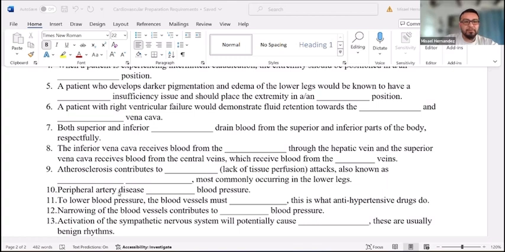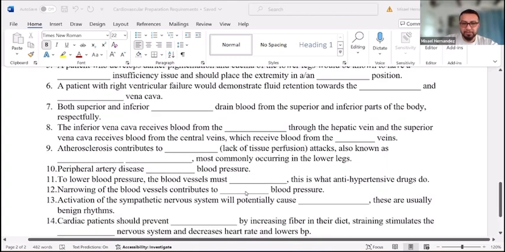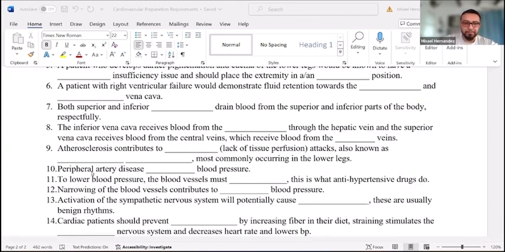Number 10, peripheral artery disease, blank blood pressure. To lower blood pressure, the blood vessels must blank. That is what antihypertensive drugs do, for the most part. Diuretics just get rid of fluids.